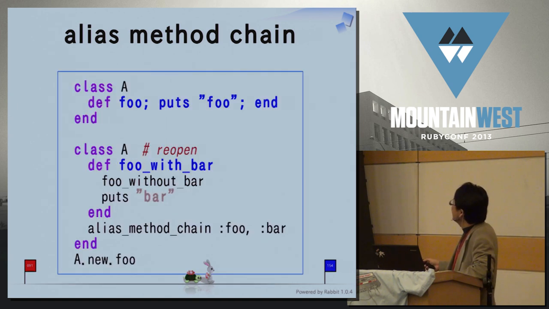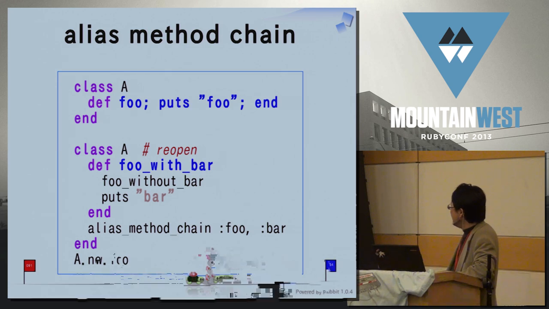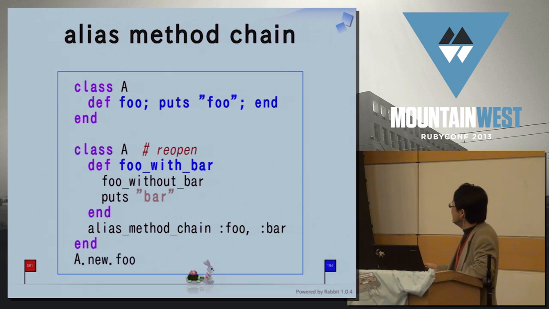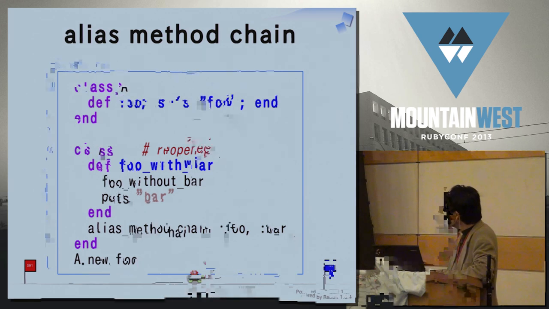Class A defines the foo method. Then you define the decoration method, foo with bar, then call alias method chain :foo, :bar. Then when you call foo, it calls foo with bar, and the original foo is renamed as foo without bar.